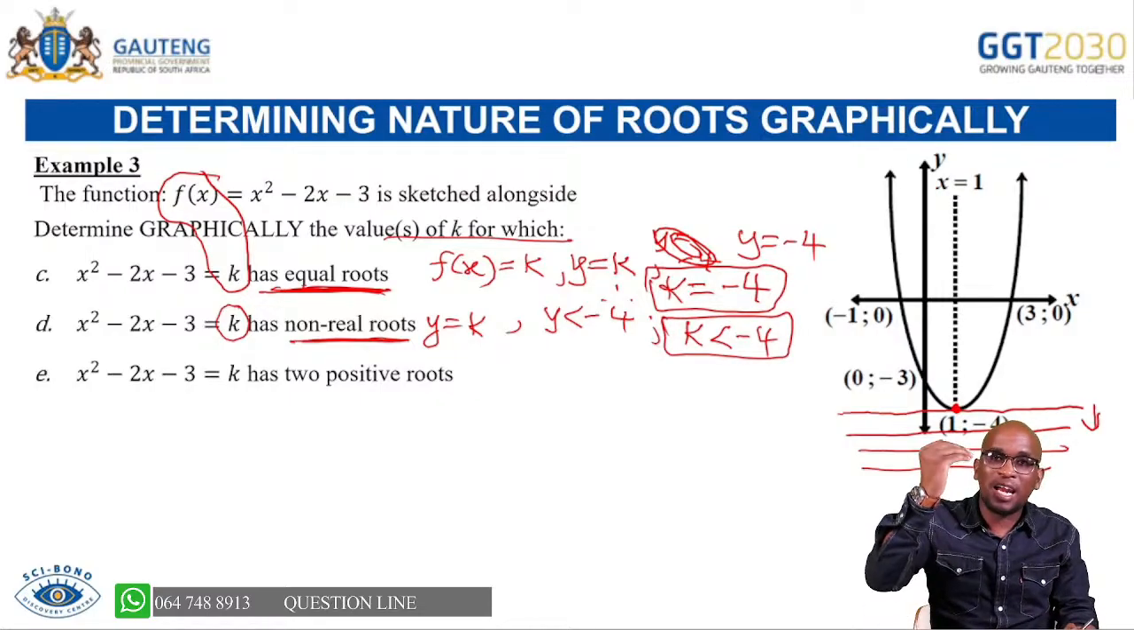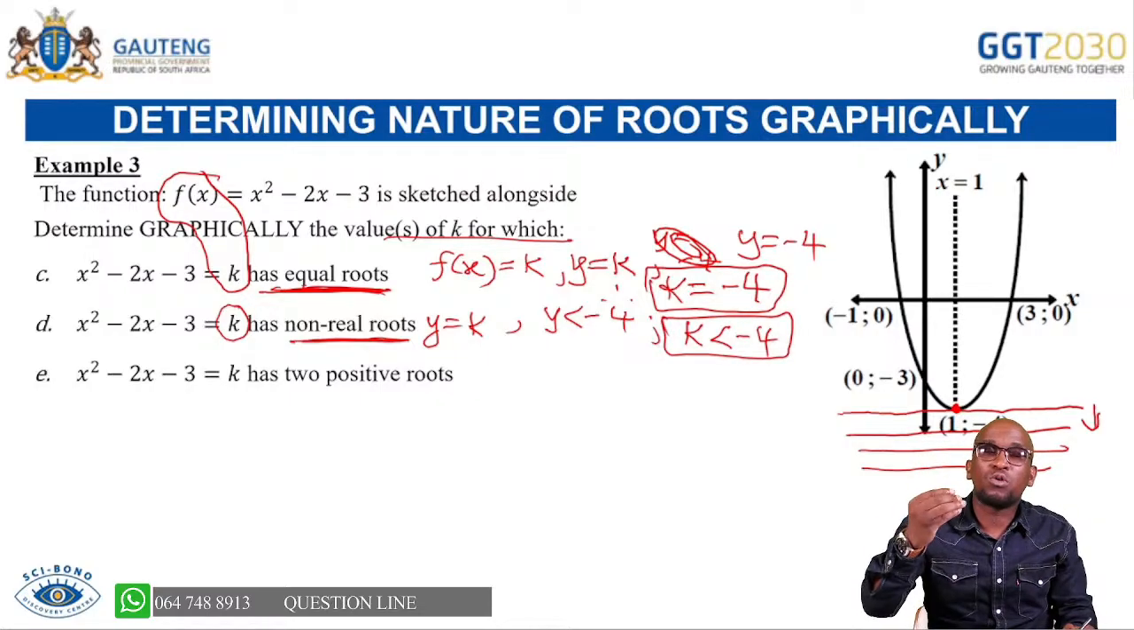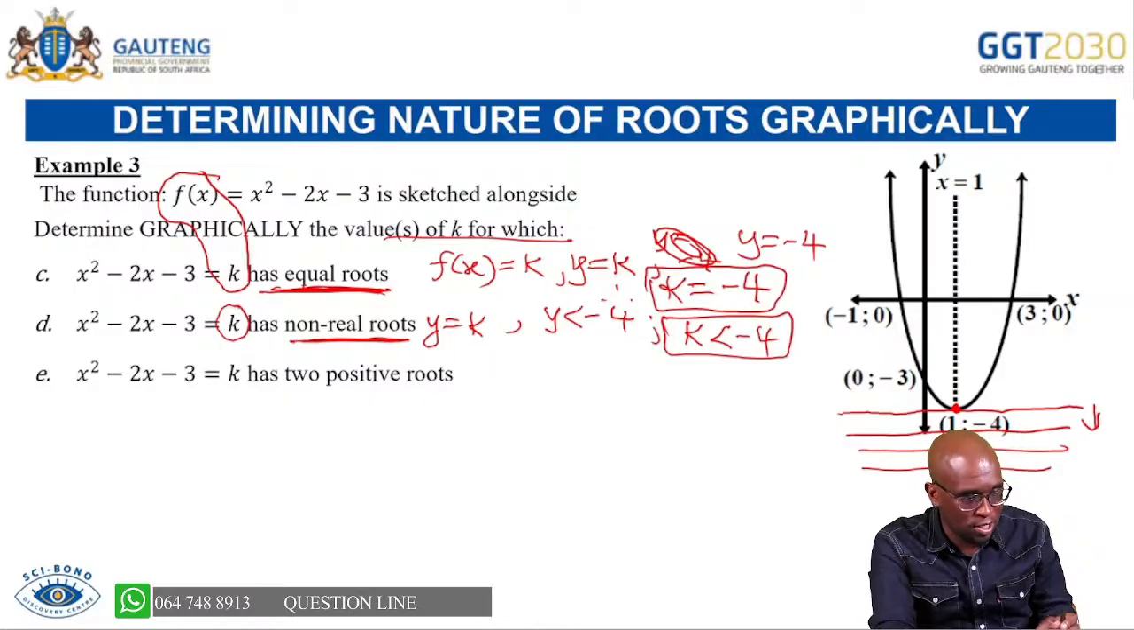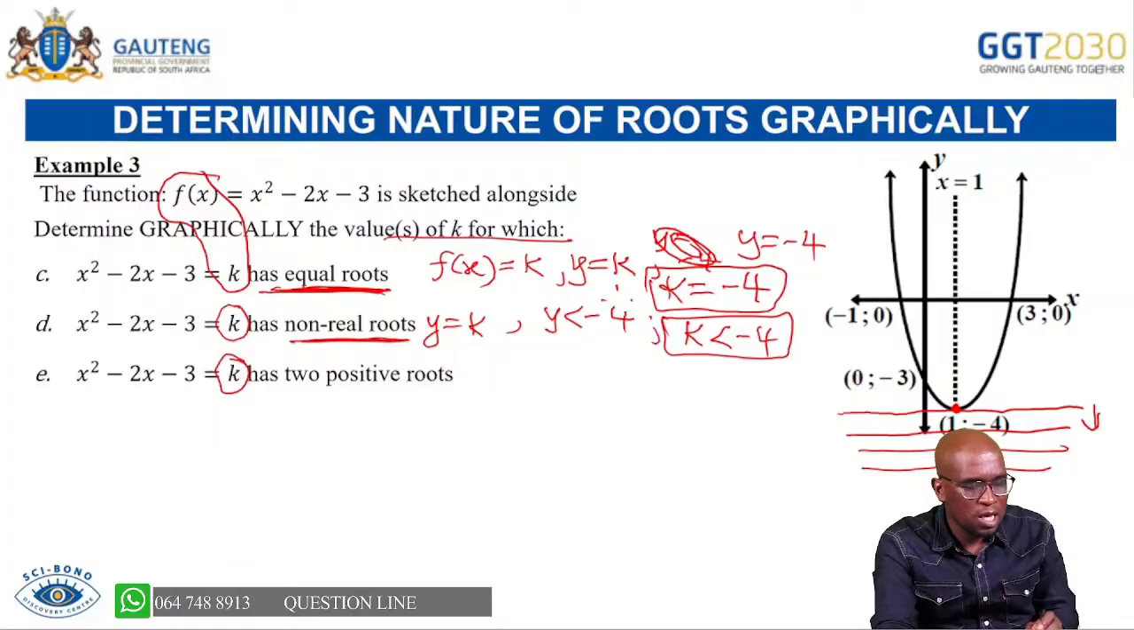The line, when the line is below what? Is below the turning point. Now, the last one here, still you can see the parameter k is placed where there was f.